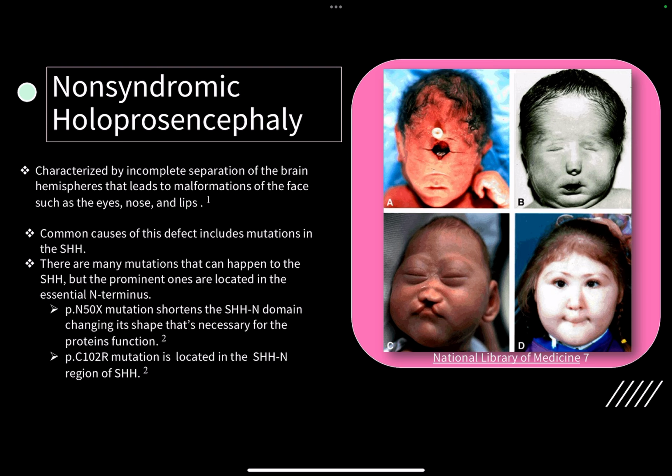A specific mutation to the protein is known as P950X, which shortens the amino domain, changing its shape, and the amino domain is necessary for the protein to function. And we have the mutation PC102R, which is also located in and affects the amino region. The amino terminus of this protein is where the protein signals from. So deformations in this protein's amino terminus change the way the pathway is carried out in early embryonic development, which can result in this disease.